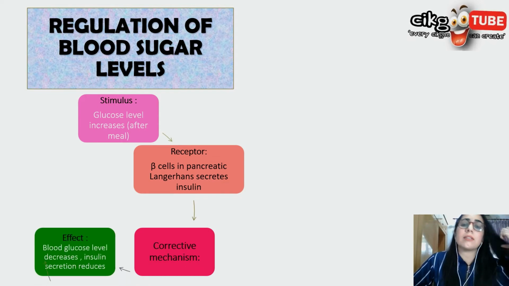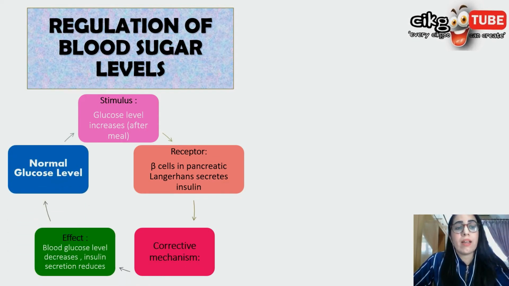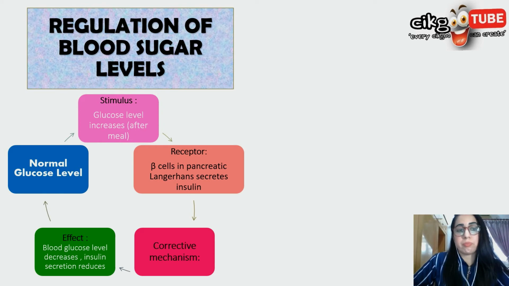The flow is still the same. There is a stimulus, that means whether the glucose level increases after a meal or decreases. Then there are also receptors. We have the alpha cells and the beta cells in the islets of Langerhans of the pancreas. And then there is a corrective mechanism, and there is also an effect that takes place to bring back the normal glucose level.